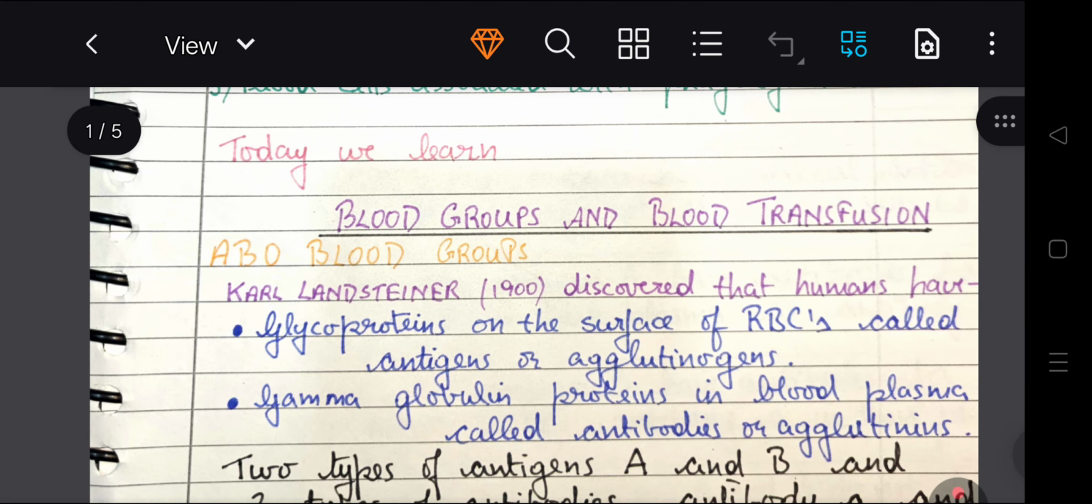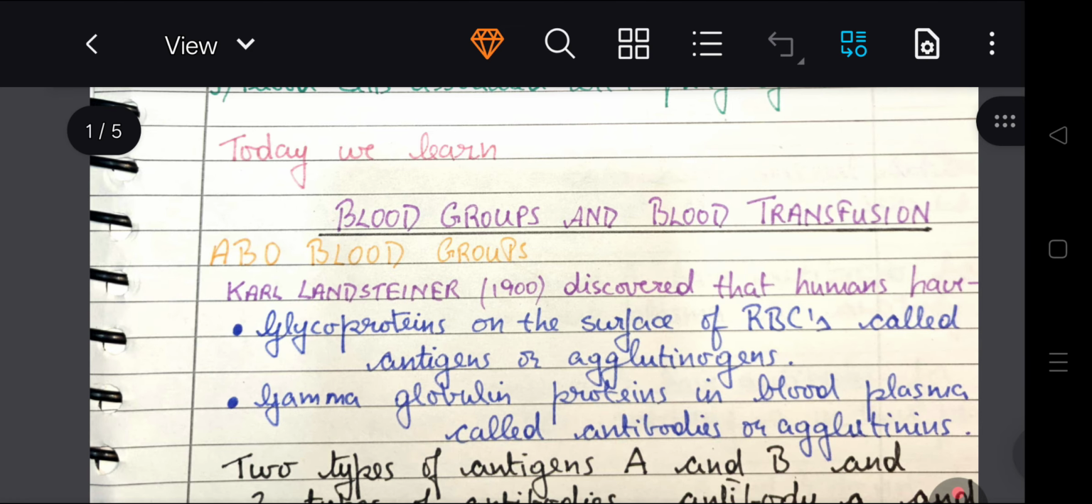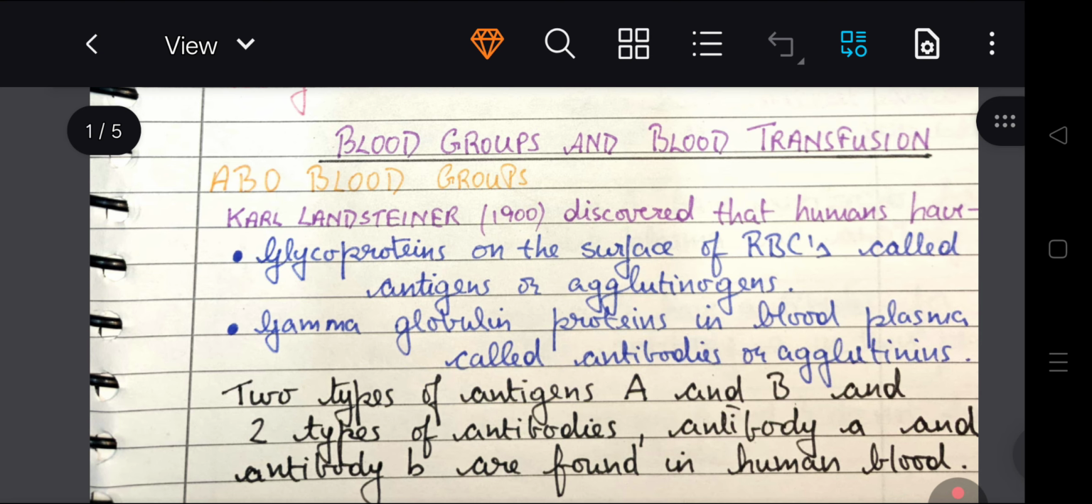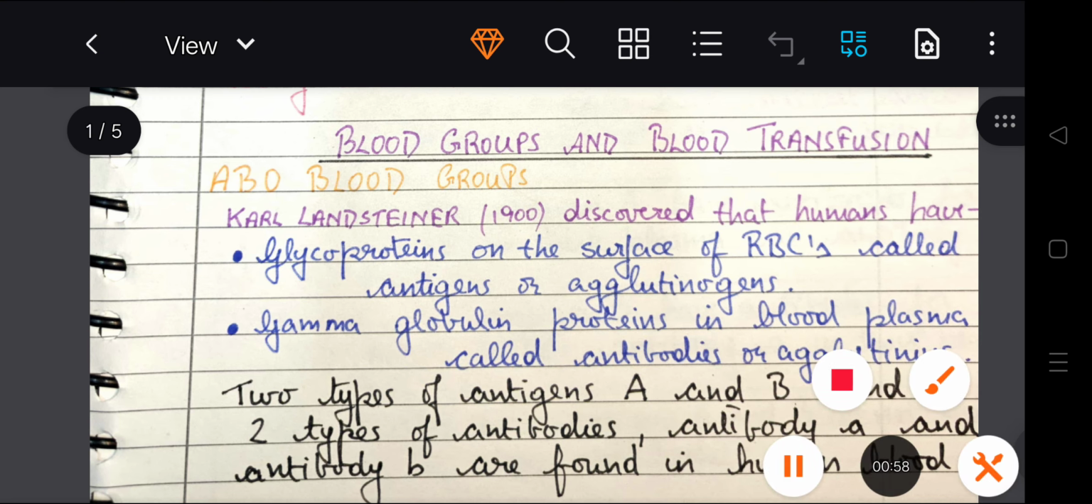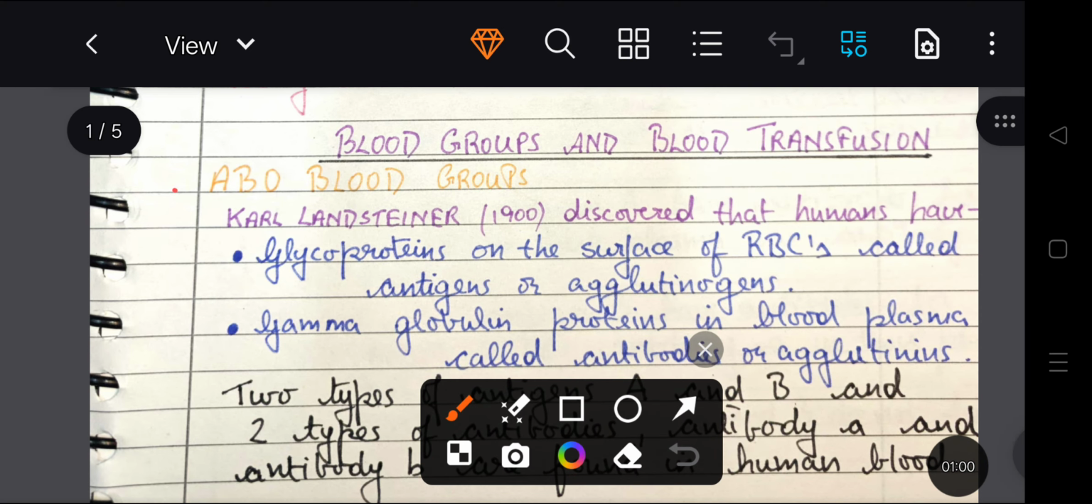Now we move on to today's lesson. Today we learn about blood groups and blood transfusion. First of all, we come on to ABO system. Okay, this is the ABO system of blood groups.